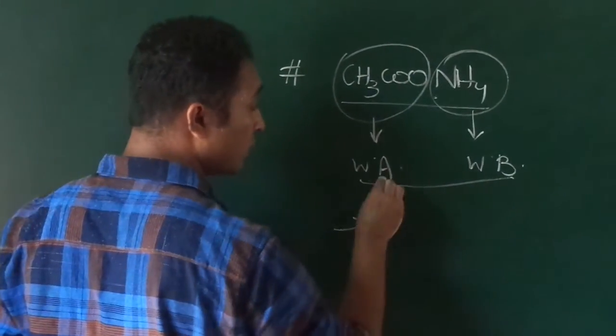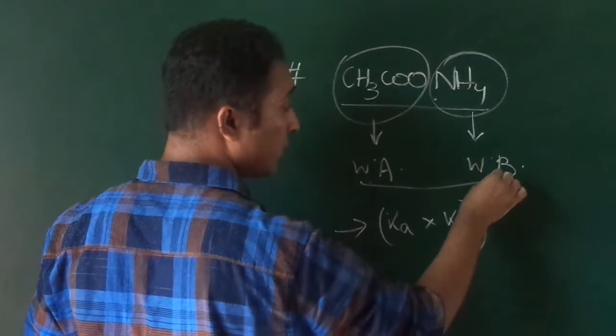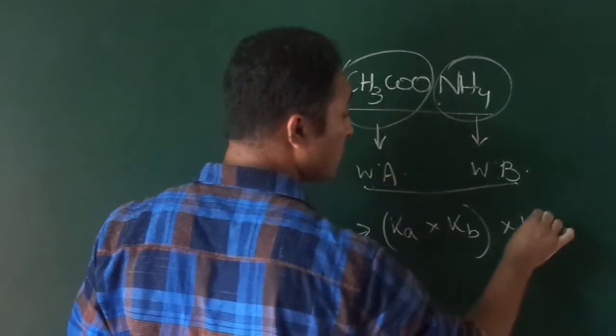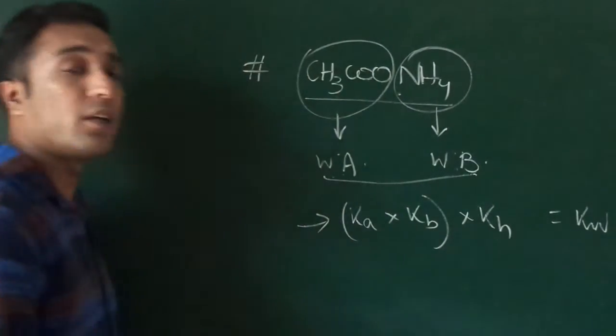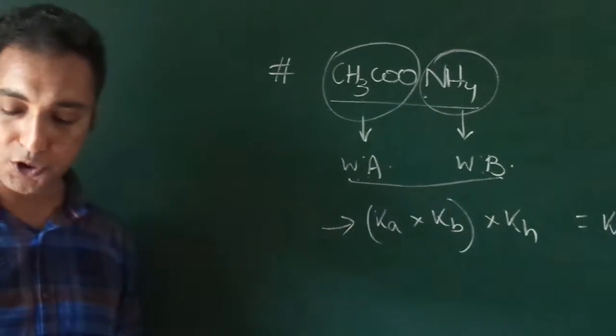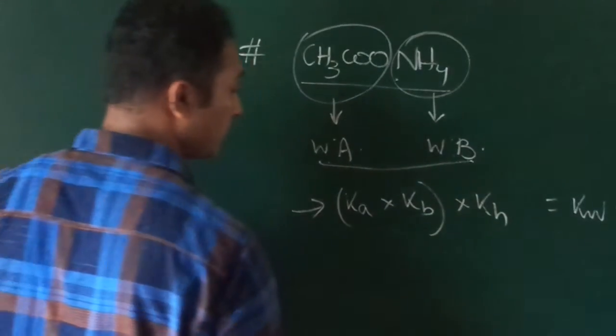We know that. So this corresponds to Ka, this corresponds to Kb, and thus you multiply it with Kh, and thus you get Kw. So this is very neat to understand. You can easily write the equations, right? So once you have written this, we are going to move further.